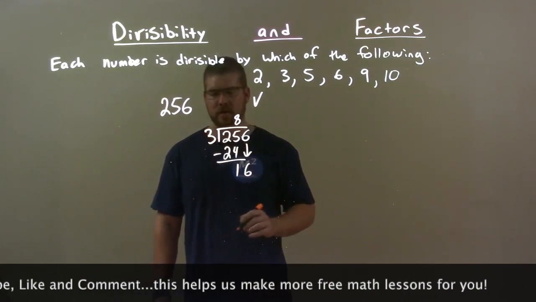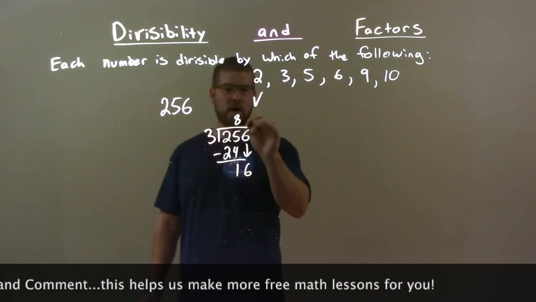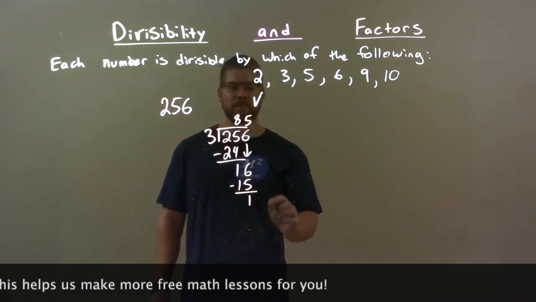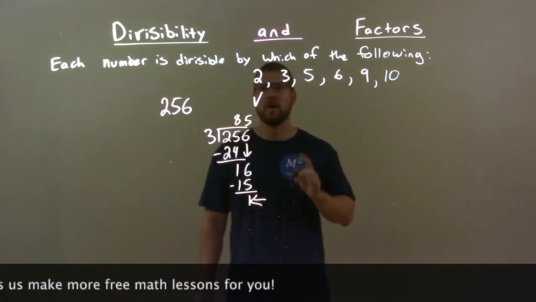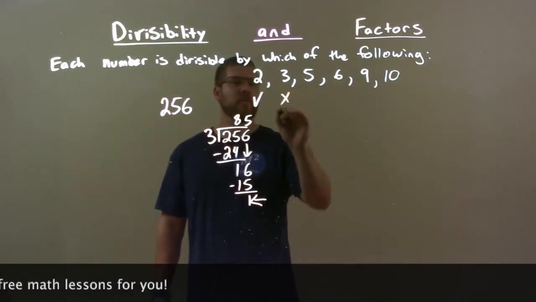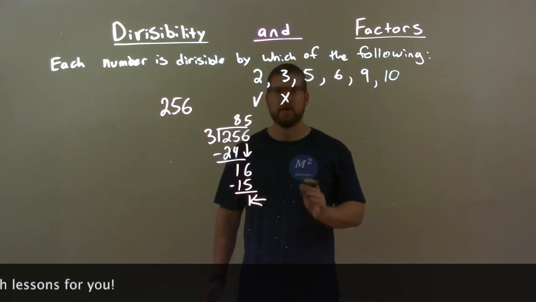Bring down the 6. 3 goes into 16, 5 times. 5 times 3 is 15. Subtract, we got a 1. Since we have a remainder of 1 here, 3 does not go in evenly. So 3 is out. Okay?